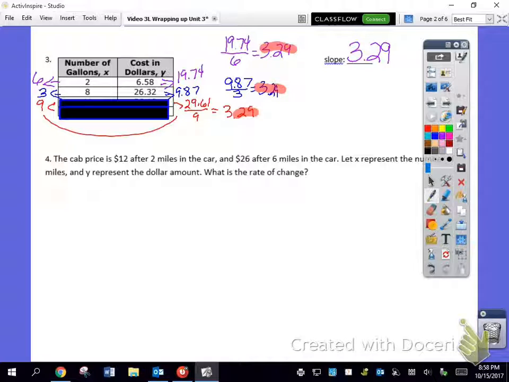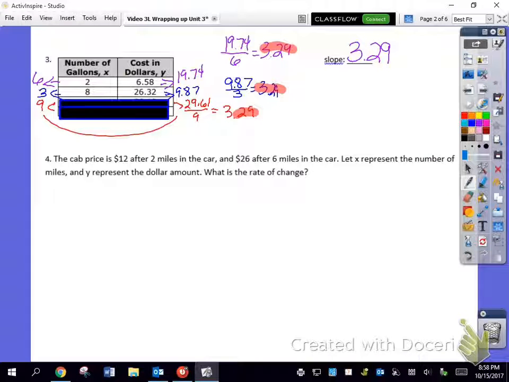Number 4. The cab price is $12 after 2 miles in the car and $26 after 6 miles in the car. Let X represent the number of miles. Okay, so it says X is the miles. And then Y is going to represent the dollars. So if I have my T-chart, the Y, the dollars, is on the Y side, and X is my miles. That goes on the other side. Okay, the X is the first one.